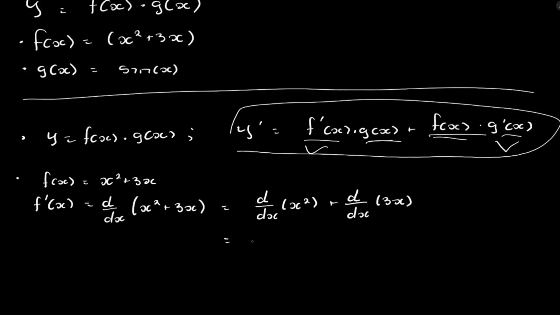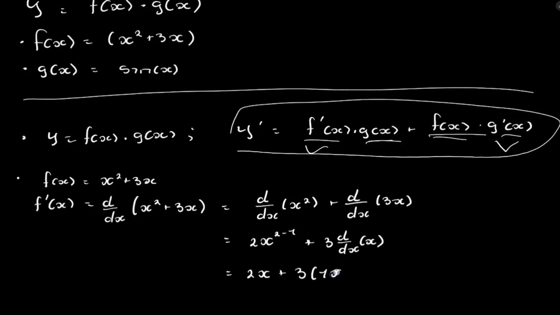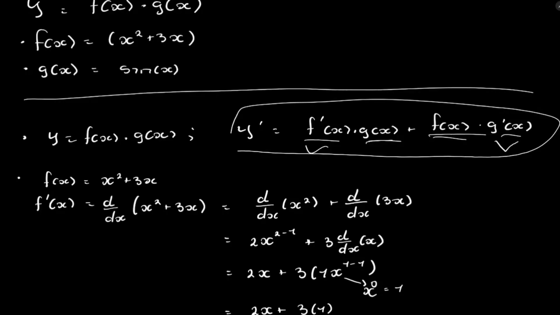And this then is equal to 2x to the 2 minus 1 from the power rule, plus 3 times the differential with respect to x of x, that is the constant multiple rule, giving us 2x plus 3 times 1x to the 1 minus 1. This gives us x to the power 0, which is equal to 1. So this leaves us with 2x plus 3 times 1, which gives us 2x plus 3. So I've gone through the first step of this question, finding f prime of x.